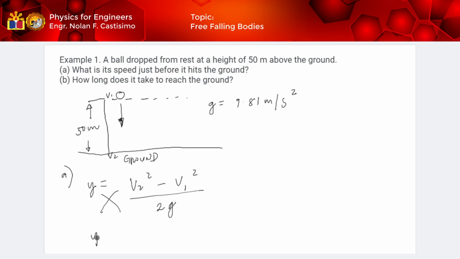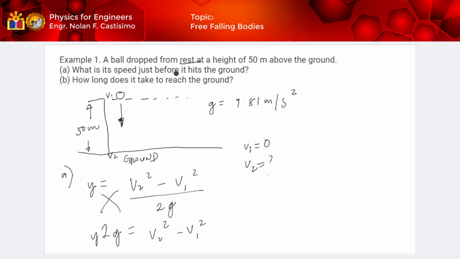We have y 2g is equivalent to v2 squared minus v1 squared. So, ano ba yung values ng v2 and v1 natin? No? Okay, so ito ilalagay natin. v1 natin ay 0. Bakit 0? Kasi nakalagay dyan na at rest siya. So, at rest siya dito sa taas. Ngayon, ang v2, yan ang hahanapin natin.